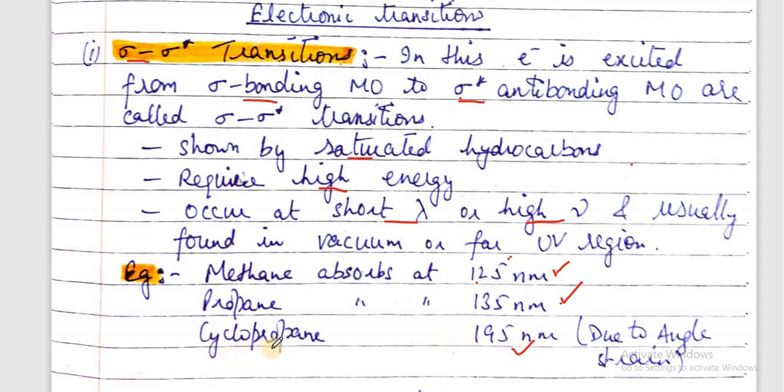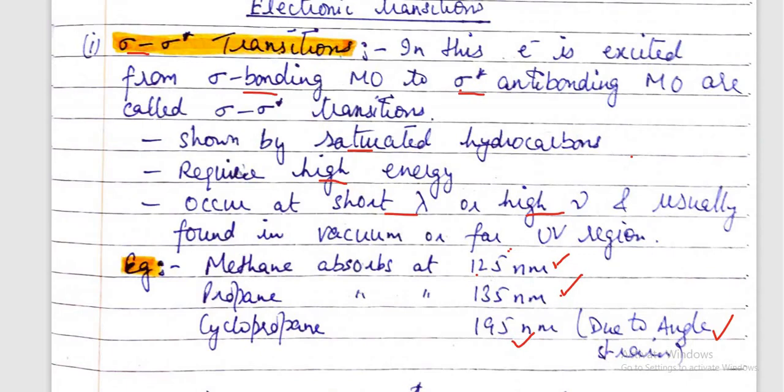Cyclopropane and propane differ in absorption because cyclopropane has a cyclic ring with only 3 carbons in the ring, so it has angle strain, so it absorbs at a higher wavelength, 195 nanometer. Higher wavelength means lower energy, because with angle strain the ring can easily break, so it absorbs at higher wavelength, 195 nanometer.